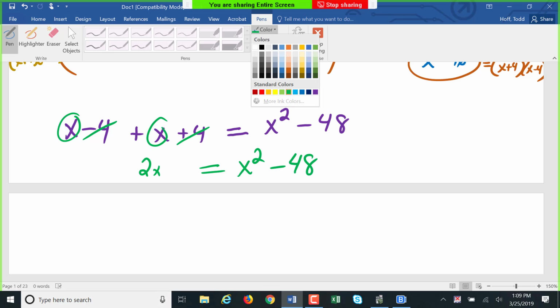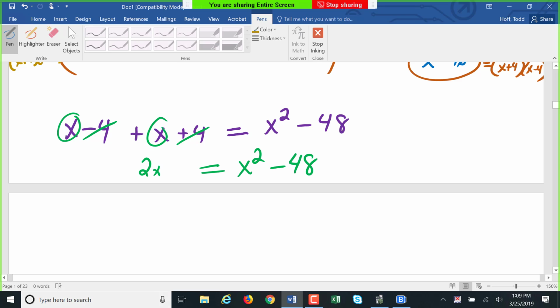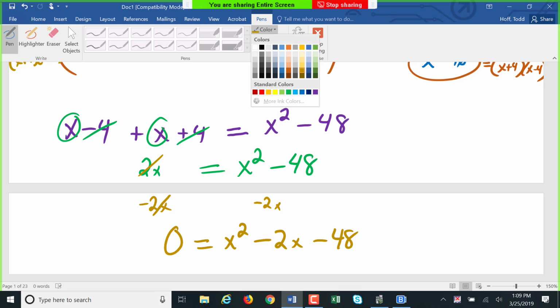What's our next step? So we'll subtract 2x from each side. Why did I subtract the 2x? Because remember, x squared here is already positive, so I'm going to leave that where it is. I subtract 2x here to get 0 equals x squared minus 2x minus 48. Perfect. Does that factor?